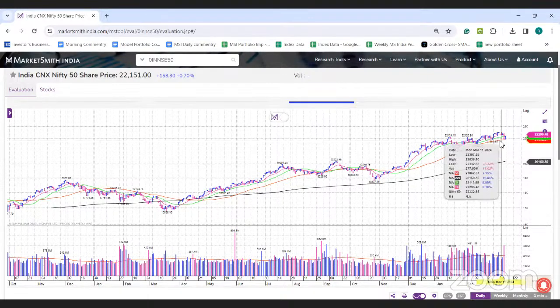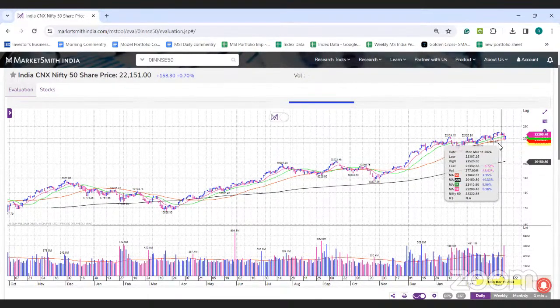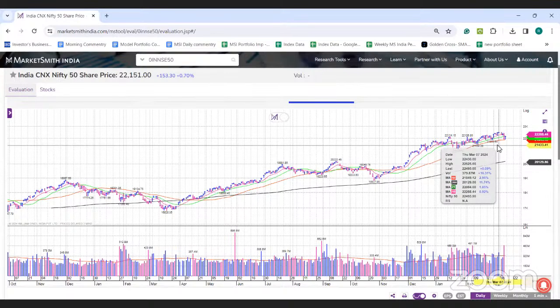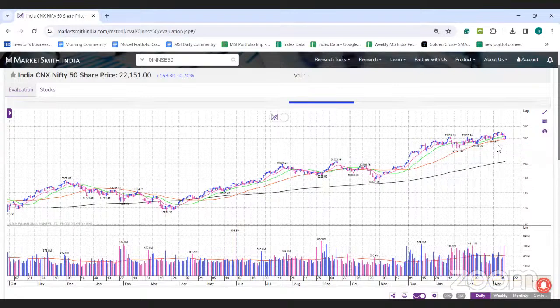So once we close above the 21 DMA, the next target will be somewhere around 22,500. 22,525 was the all-time high. So once we move above to a fresh high, then we can again say that okay, the trend has changed. Because if you draw the trend line over here, we have cut below that trend line in the Nifty. So we want to close above the 21 DMA now and then above the all-time high to again break out of this trend line in the Nifty. So these are some of the key levels for the Nifty you need to watch out for.